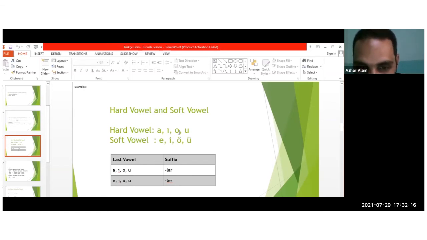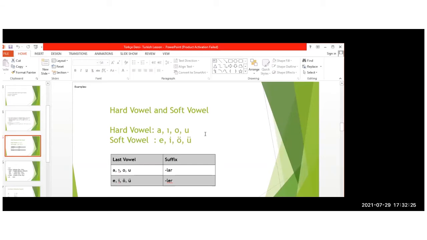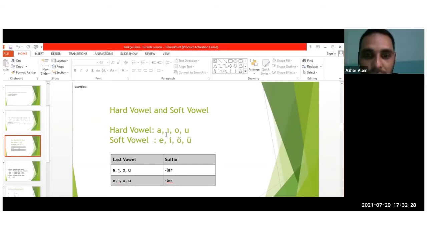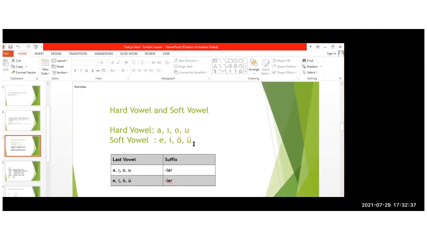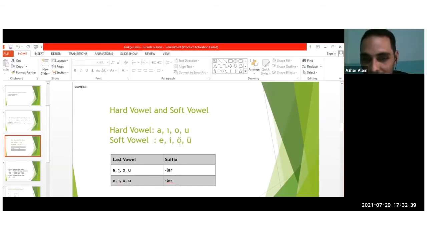So we have hard vowels. You can see that in hard vowels we do not have any dots above: A, E, O, U. These are hard vowels. We have four hard vowels and four soft vowels. Clear? The soft ones are dotted O and dotted U. In English, if you wish to pronounce them, you can say dotted O, dotted U, in Turkish.